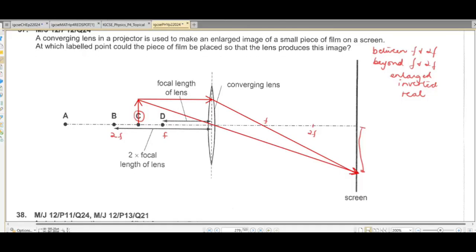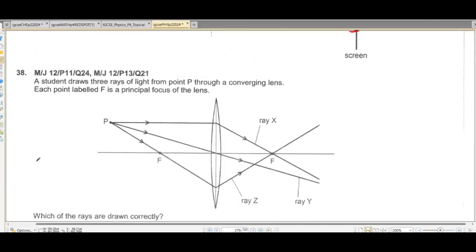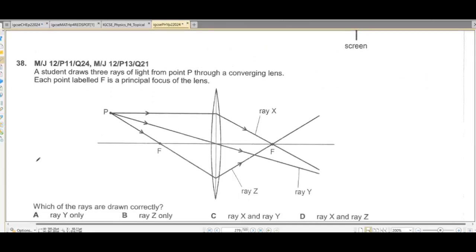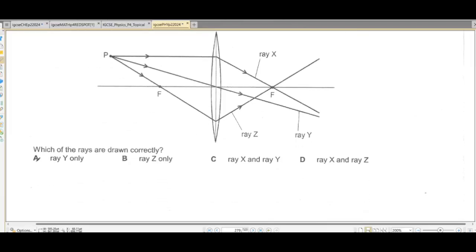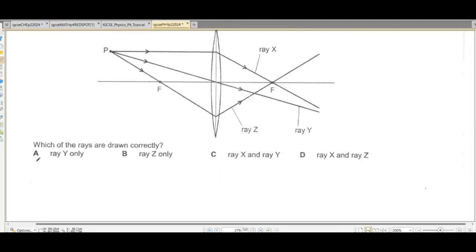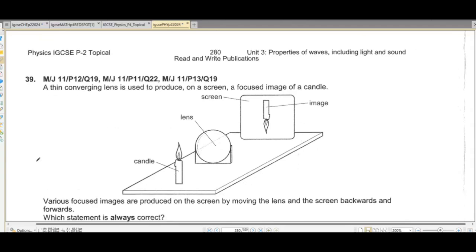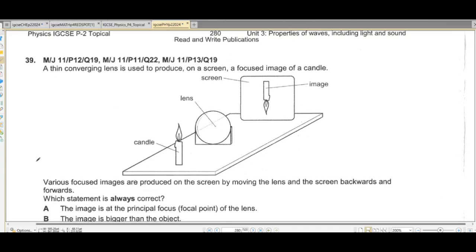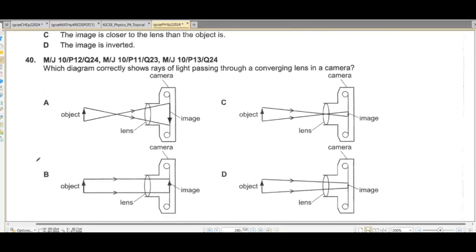Let's move on to question number 38. A student draws a 3-ray diagram of light from point P through a converging lens. Each point labeled F is a principal focus of the lens. Which of the rays are drawn correctly? We've done this question, I think, 2 times before as well. So just leave it over here. Next, a thin converging lens is used to produce a focused image of a candle on a screen. Various focused images are produced. We've done this question before as well, so we are not going to do it.